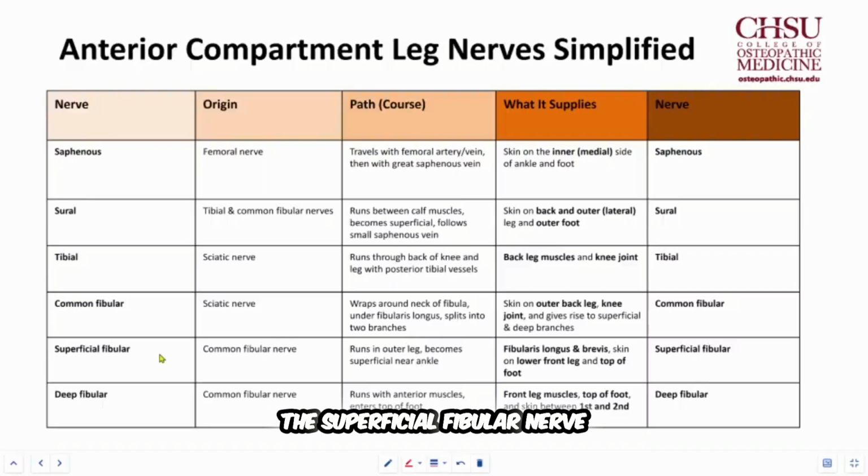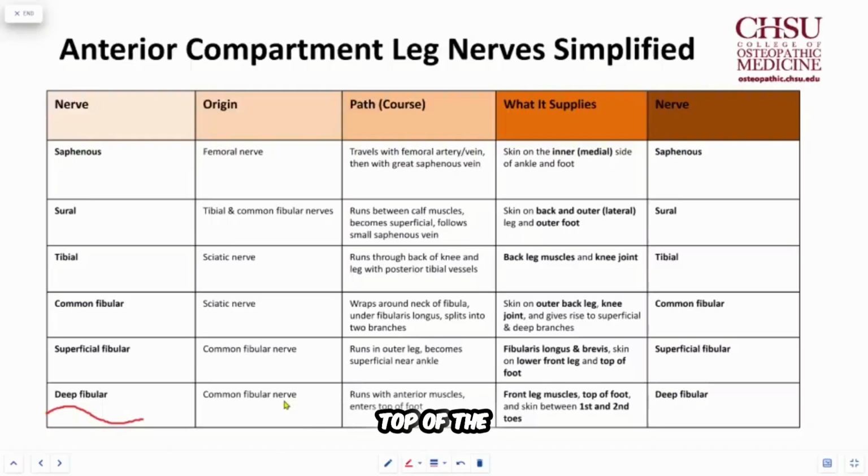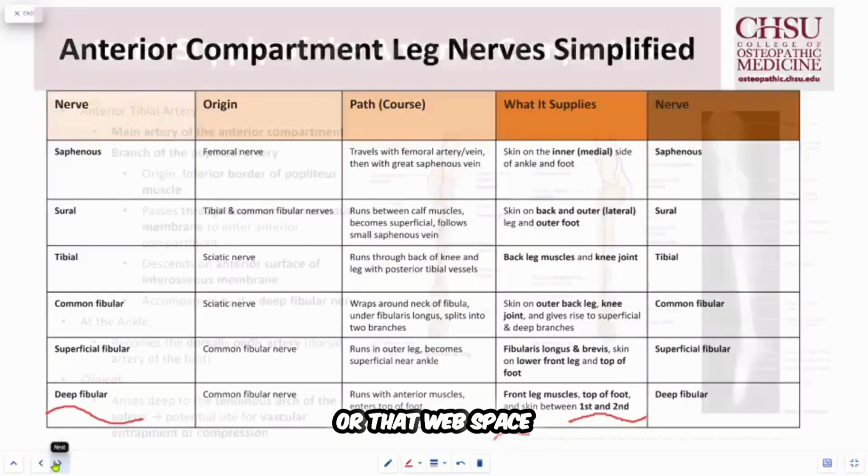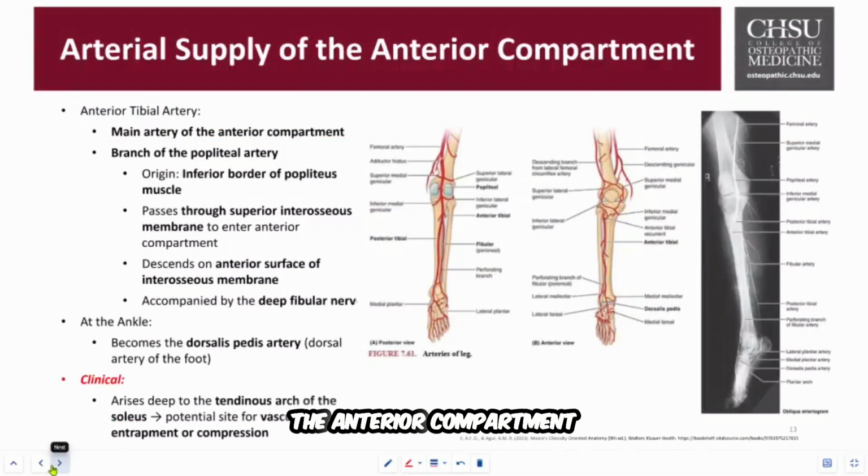And then we have the superficial fibular nerve that comes from the common fibular nerve. It runs on the outer leg. It supplies the fibularis longus and brevis, as well as the lower front leg. And of course, the deep fibular nerve that comes from the common fibular nerve, and it runs on the anterior muscles, and then it goes to the front muscles, top of the foot, between the first and second toes, or that web space. The arterial supply of the anterior compartment.